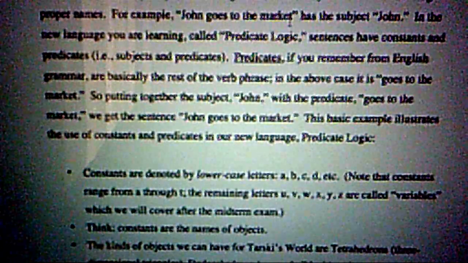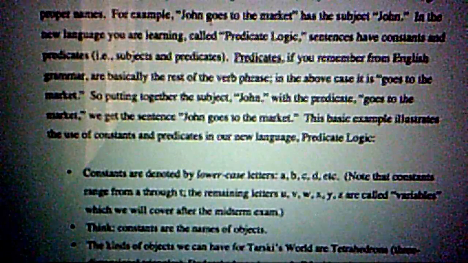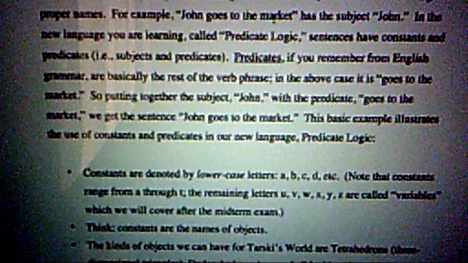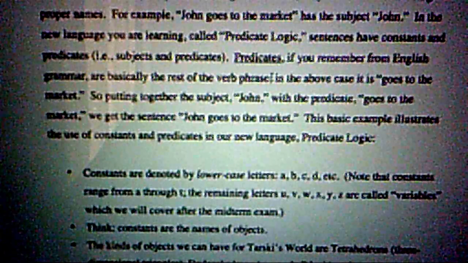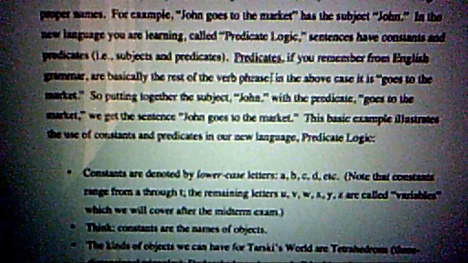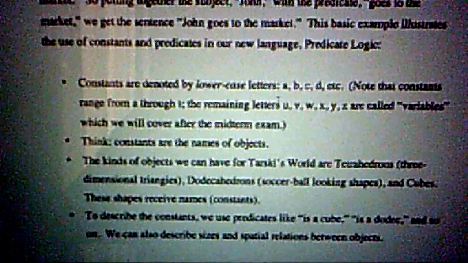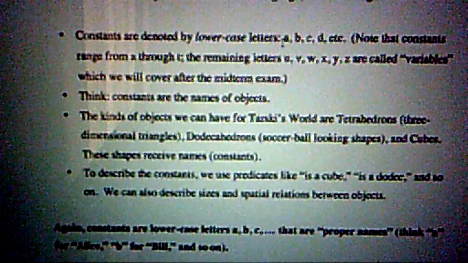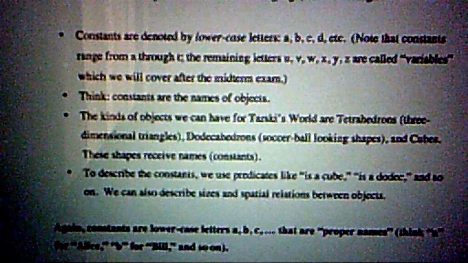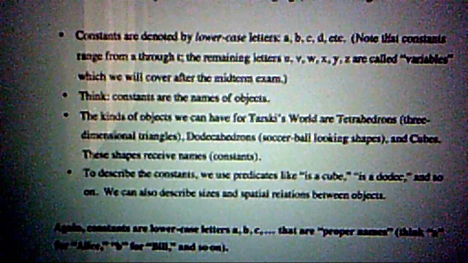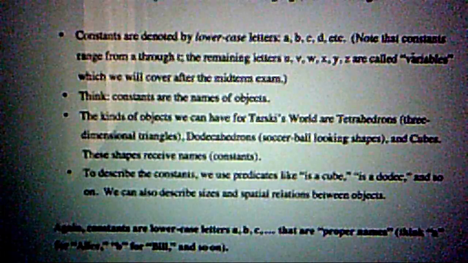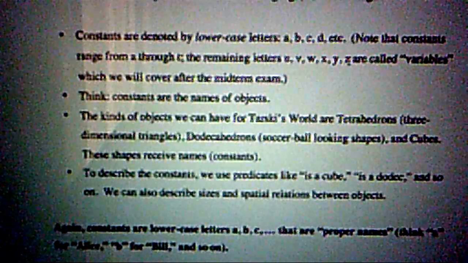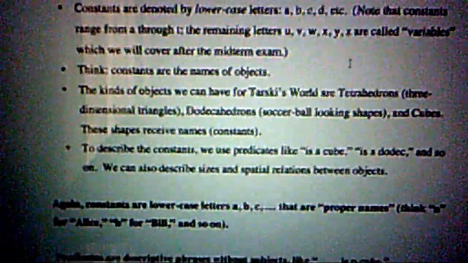And so breaking this down, we have a symbolic way of representing this natural English sentence in our language, predicate logic, which would be, say, M for goes to the market, and in parentheses j for John. Okay? Once again, constants are denoted by lowercase letters. They're usually at the front of the alphabet: a, b, c, d, etc. They are contrasted with what are called variables, which are very important for the second half of the course. They are denoted by the end of the alphabet: u, v, w, x, y, z. They're basically placeholders. Don't worry about it for now.